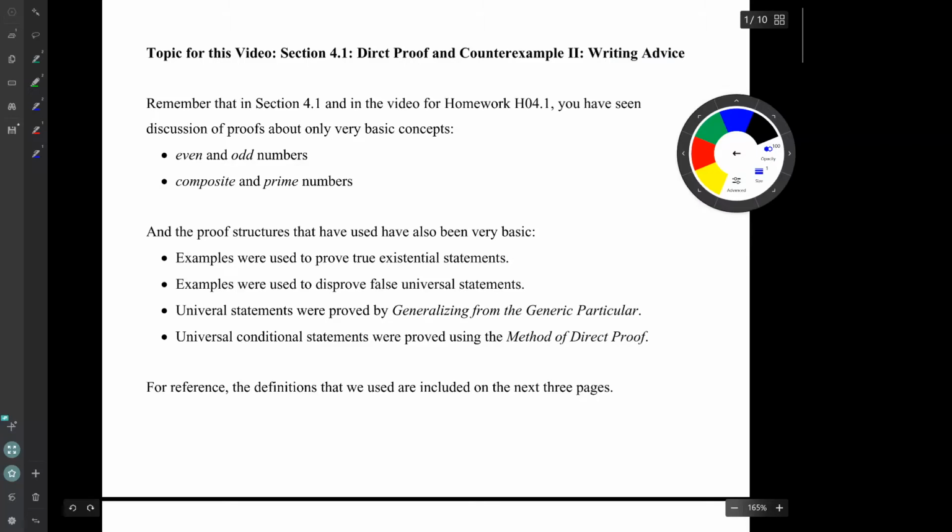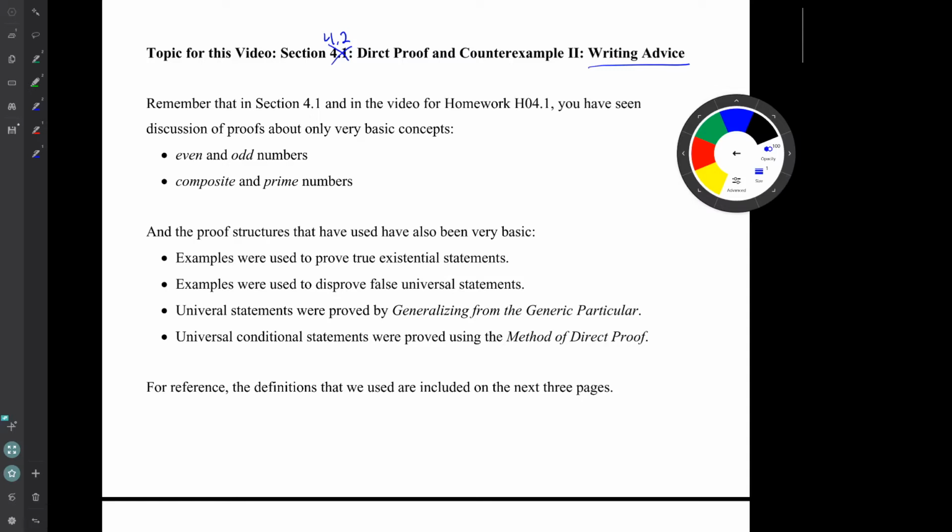I see these notes have a typo. This should say section 4.2. The title for this section is Writing Advice. This section is basically a series of examples of types of proofs and discussion of kinds of things that can come up in writing proofs. So that's a very vague title, but it's actually sort of accurate.